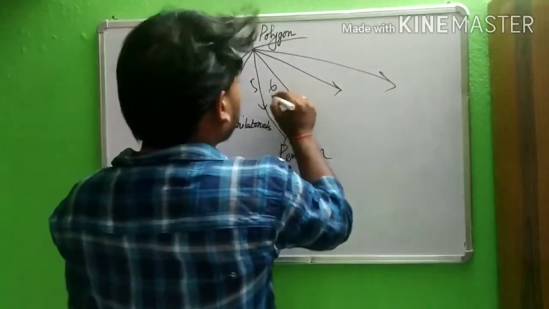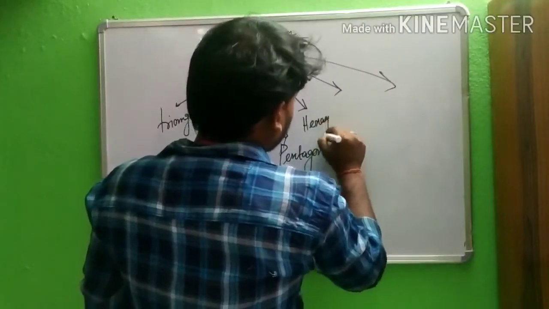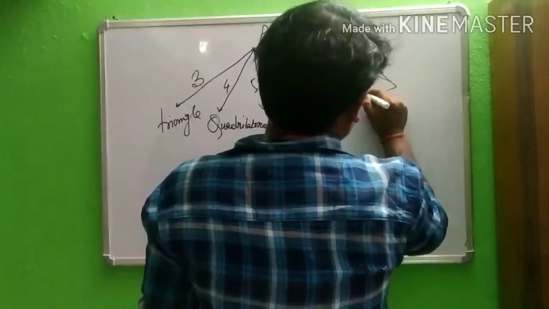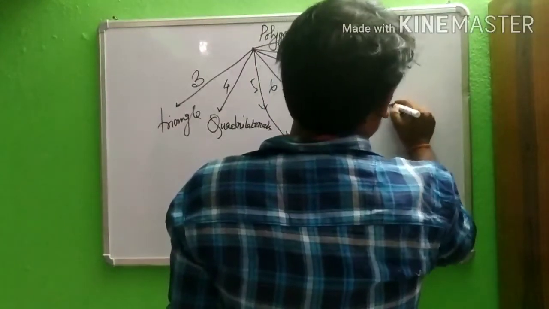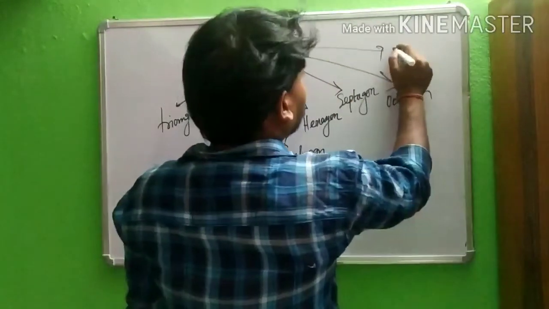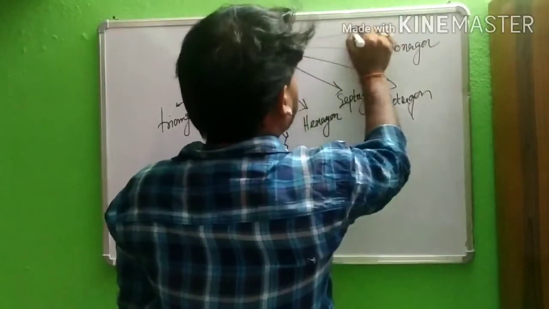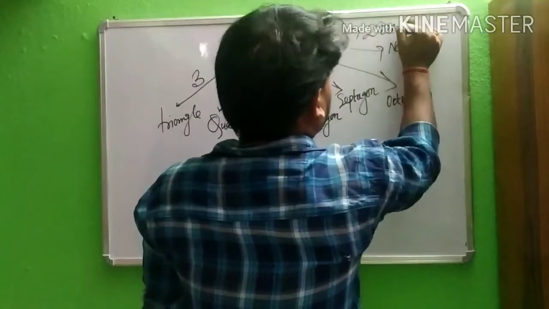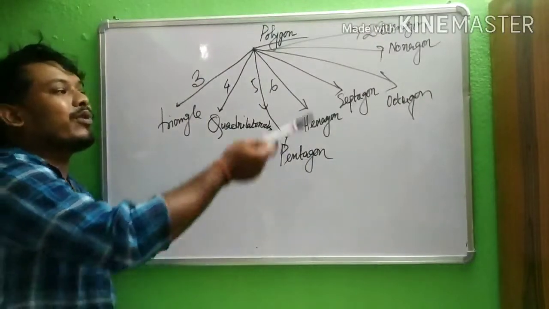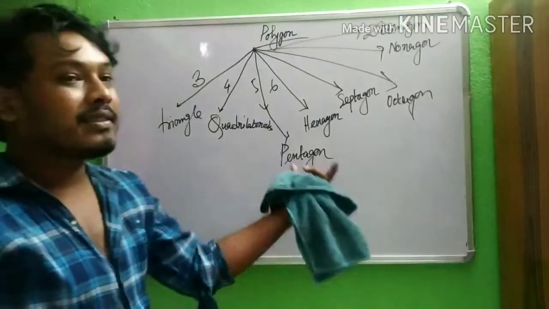If the number of sides is 6, then we call it a hexagon. 7, septagon. 8, octagon. 9, nonagon. 10, decagon. So from here you can give 7 definitions. That's why I told you the topic is very important.